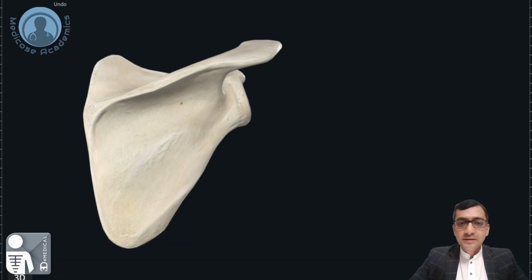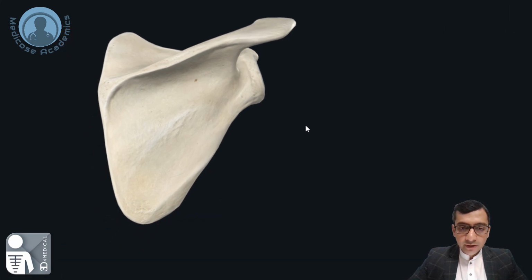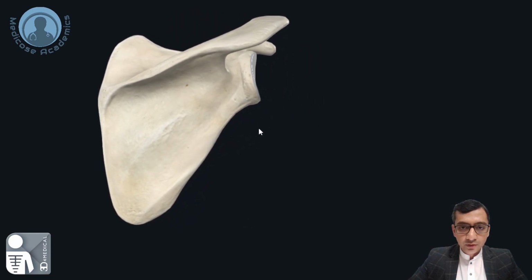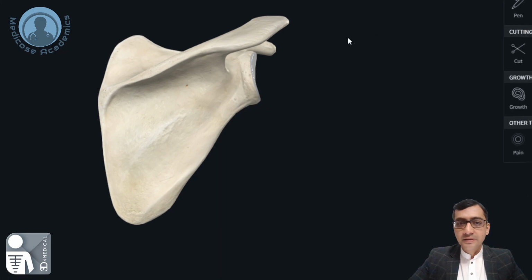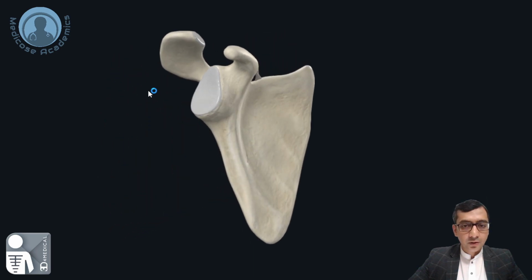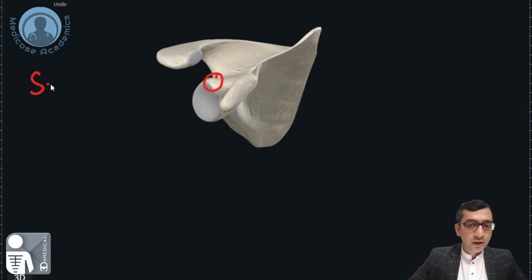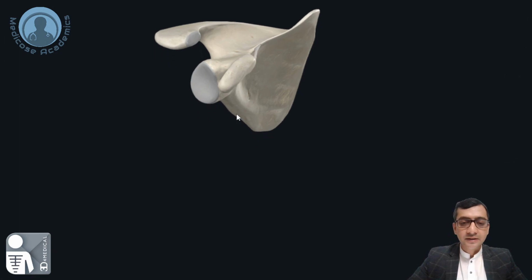So these are the two angles, and the third angle is the glenoid cavity. It has a raised area on the inferior aspect that was called infraglenoid tubercle, and it has a similar raised area on the superior aspect also. This part is called supraglenoid tubercle. These both serve as attachment of the muscles as we will see them shortly. So these are the three angles.